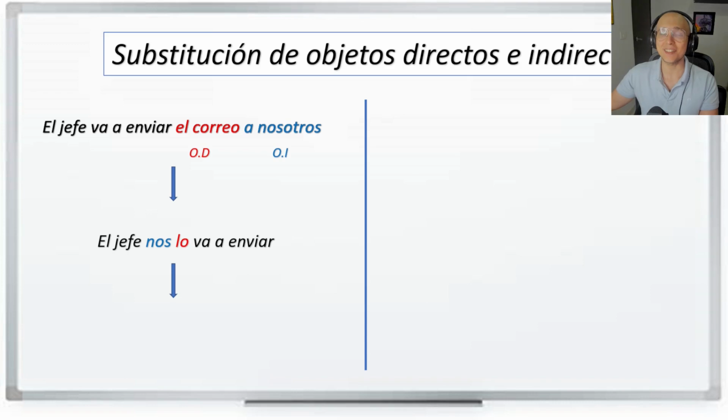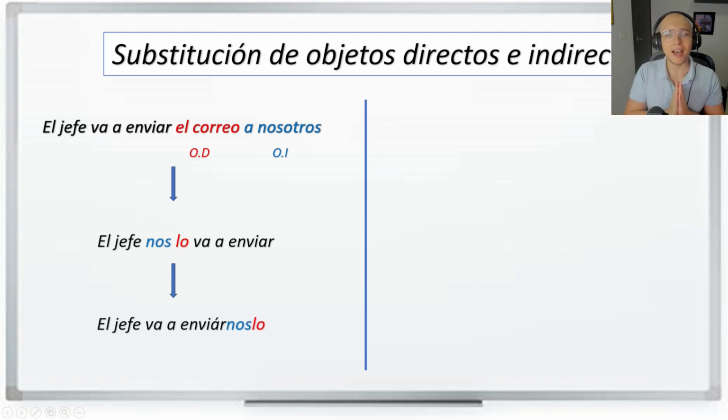I know this is very confusing, but let's repeat it. El jefe nos lo va a enviar. But we have two verbs, va and enviar. So another thing we can do, we can put these objects together and attach them both to the second verb. And we say, el jefe va a enviárnoslo. Let's repeat that. El jefe va a enviárnoslo.